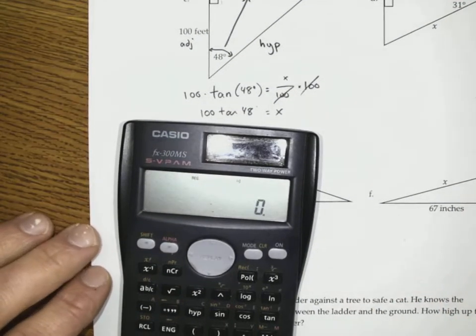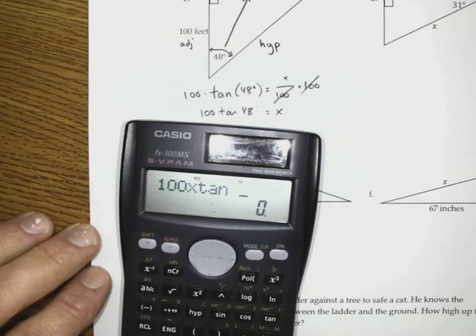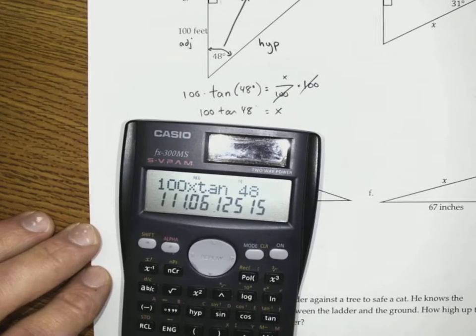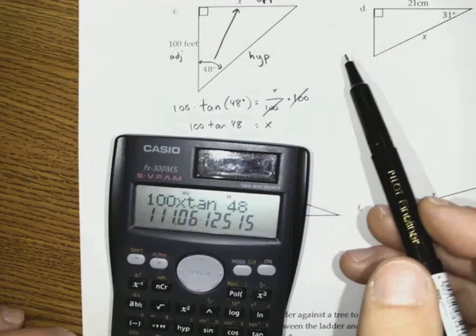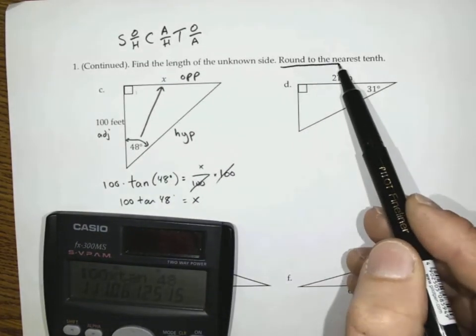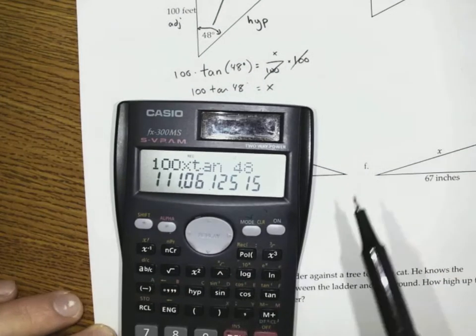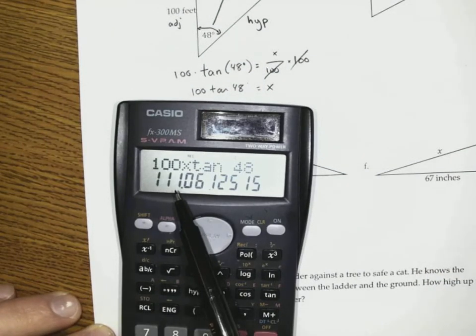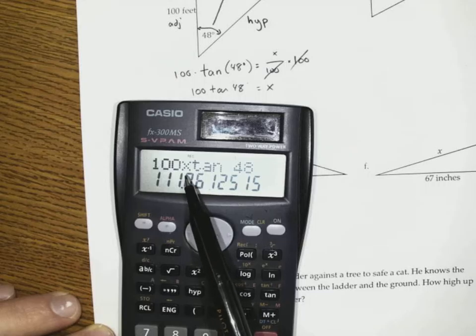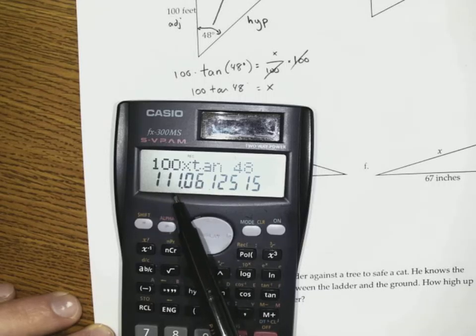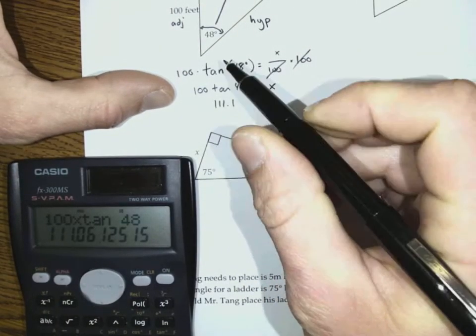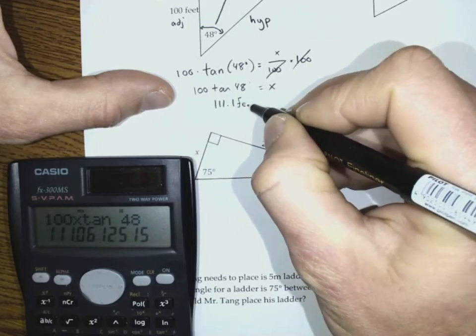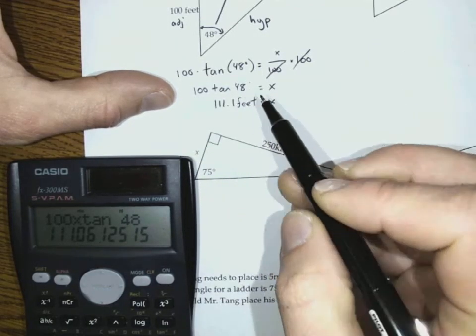So, what do I got here? 100 times tan 48 gives me a value of 111.061, but again, we're asked to round to the nearest tenth. So looking back at this calculator, it says 111, and we're going to round that decimal up 1, because that's closer to 111.1 than it is to 111.0. Okay, so it's 111.1. What are my units? My units are feet. Equals x.